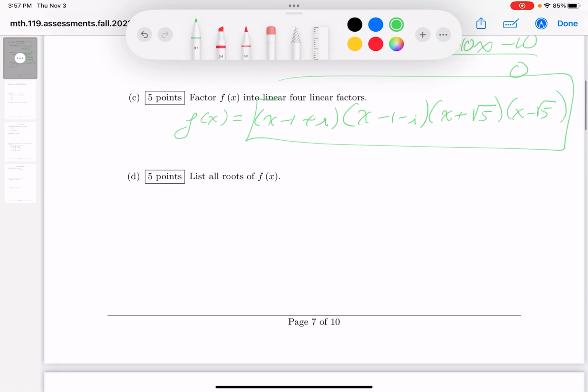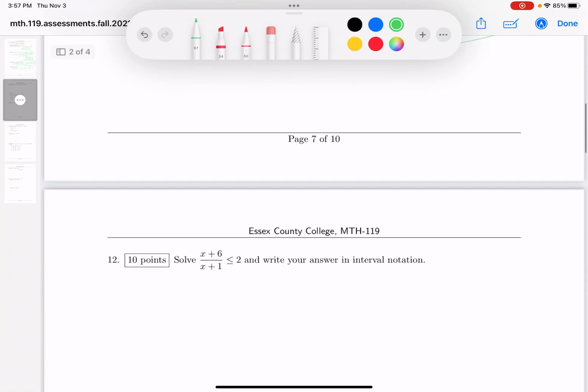List all the roots, pretty easy to do. x equals, these are going to be the roots now. It would be 1 minus i. Another root would be 1 plus i. Another root would be root 5. Another root would be minus root 5. These are the 4 roots. All right, let's go to the next page.